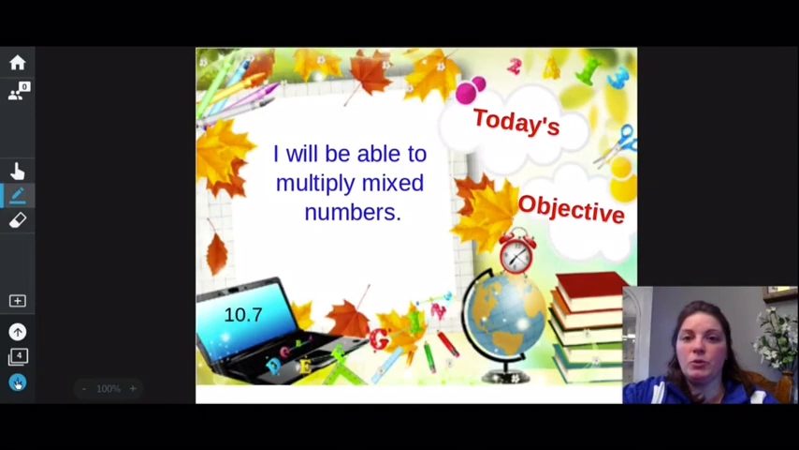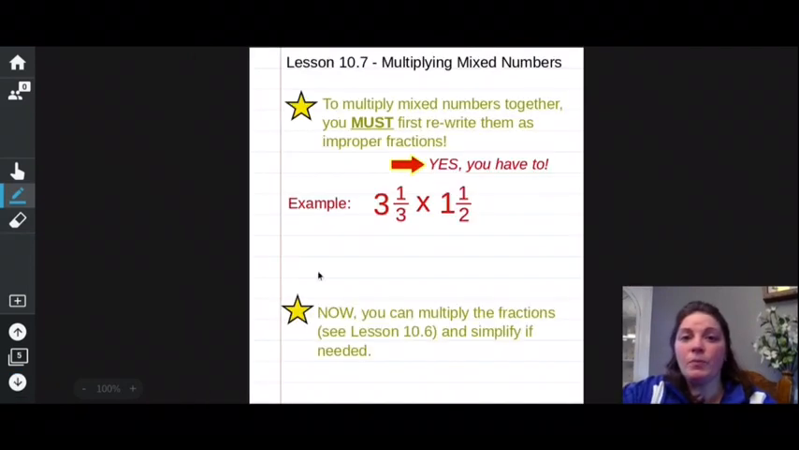All right, today's objective. Here we are getting into the lesson. I will be able to multiply mixed numbers. See why we were working with mixed numbers in the warm-up? I just have some notes. If you'd like to copy these down, you can pause the video, copy them down, or you can just stay with me. This star is very important. It says to multiply mixed numbers together, you must first rewrite them as improper fractions.